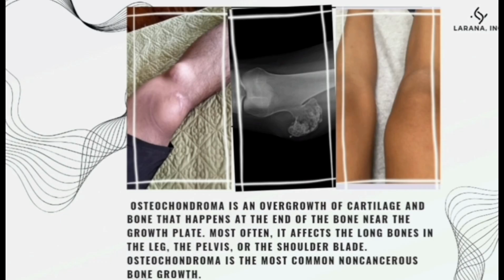Osteochondroma is an overgrowth of cartilage and bone that happens at the end of the bone near the growth plate. Most often, it affects the long bones in the leg, the pelvis, or the shoulder blade. Osteochondroma is the most common non-cancerous bone growth. It most often occurs between ages 10 and 30. The cause is unknown, but the tumor is thought to be related to an abnormality in the growth plate, causing a bony prominence to grow away from the bone.